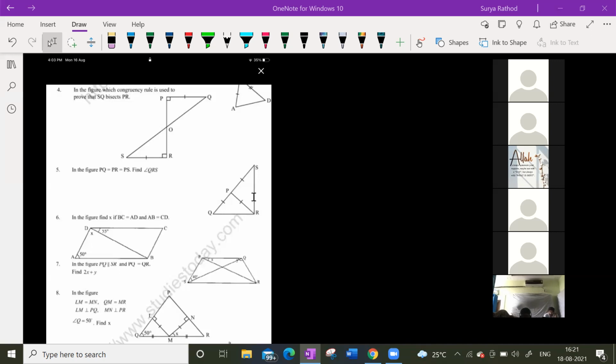How do you say that immediately? By using RHS, right? Do you have a hypotenuse here? If you consider triangle SOR, then you can consider SR as a hypotenuse. Sir, can't we say that PR won't be bisecting SQ? We can say he only told that. We have to prove that SQ is bisecting PR by using what? Congruency. That is what the question is all about.